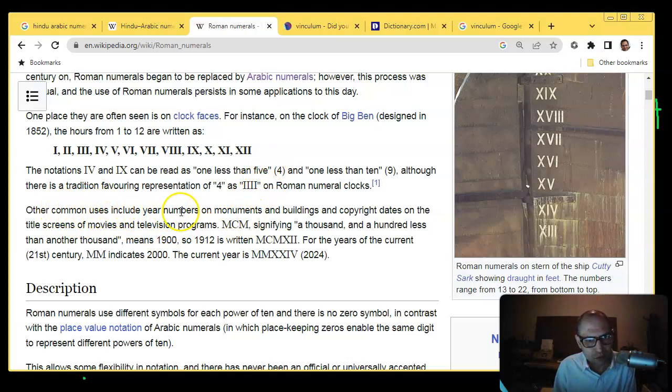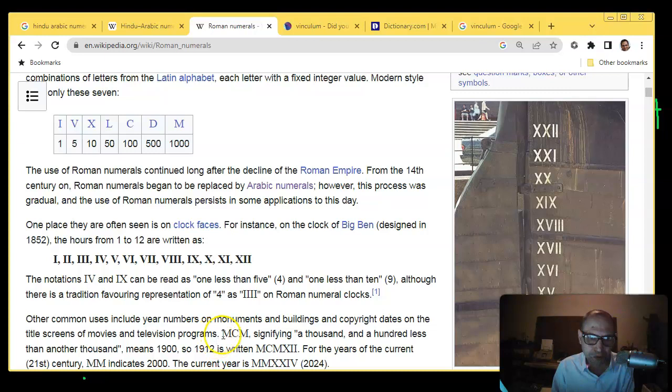Other common uses include year numbers on monuments and buildings, and copyright dates on the title screens of movies and television programs. So for example, MCM. What that means is, an M is a thousand, and in CM, C is a hundred.